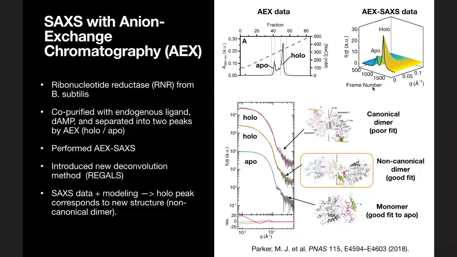Now, analyzing this data is tricky because you have a sloping baseline from that salt gradient. And we actually came up with a new method to do that called REGALS, and I'll talk about that a little bit later. By using REGALS to do the deconvolution, and then by comparing the SAXS data with different models we got from crystallography, we're able to determine what the structures were for holo and apo, or to assign those to high-resolution structures.